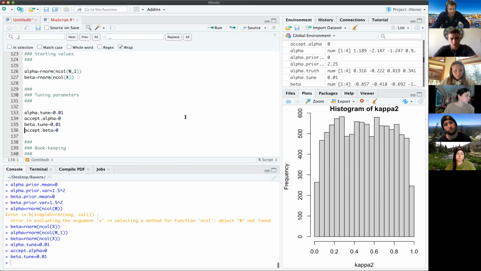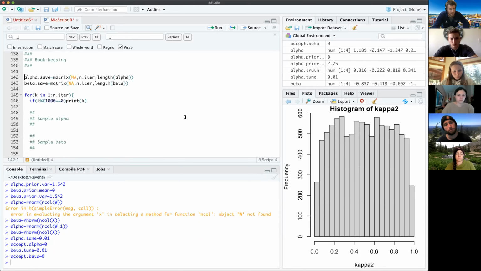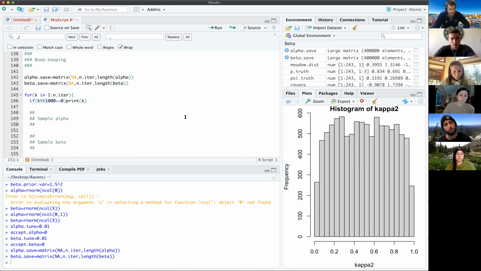Tuning parameters, acceptance parameters, bookkeeping. And then we start our MC loop. All right, so let's develop our Metropolis Hastings algorithm for alpha. And we're going to sample all of our alphas at the same time. And we can do that because we scaled our covariates at the beginning.